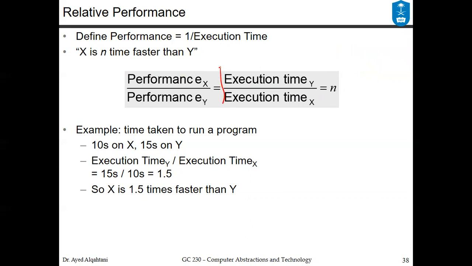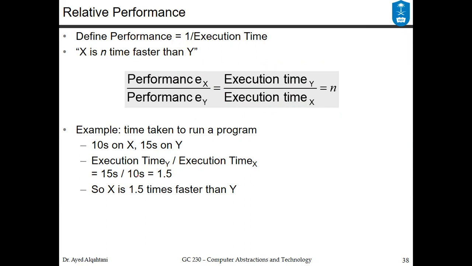Sometimes you only calculate this part here. We still say the same thing. Since the execution time of Y is the one in the numerator and the execution time of X is the one in the denominator, we would say X is N times faster than Y.